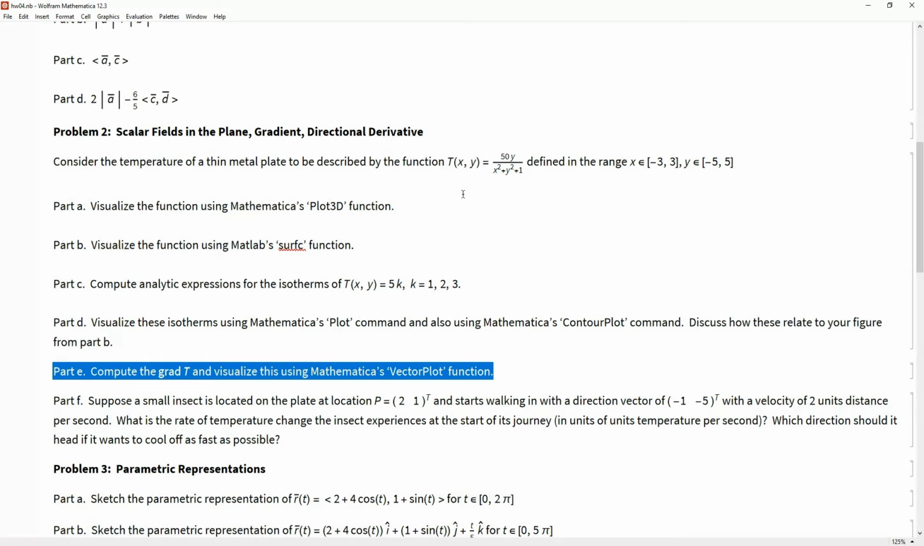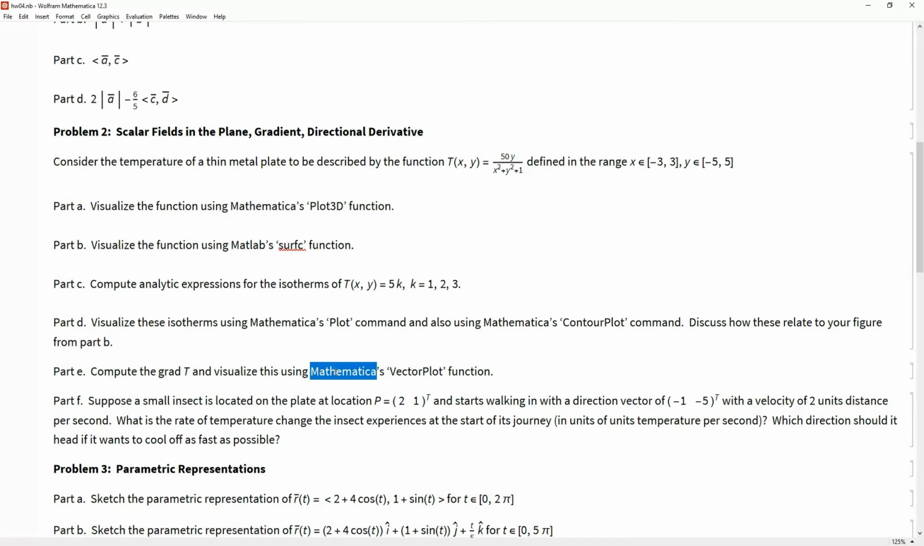Since we've got this function hanging around, why don't we just compute its gradient here, and then visualize what a gradient looks like using the VectorPlot function in Mathematica. And then lastly, let's assume now you've got a small little insect or bug that's sitting here on this plate at this location. And it starts walking in this direction with a velocity of this speed.